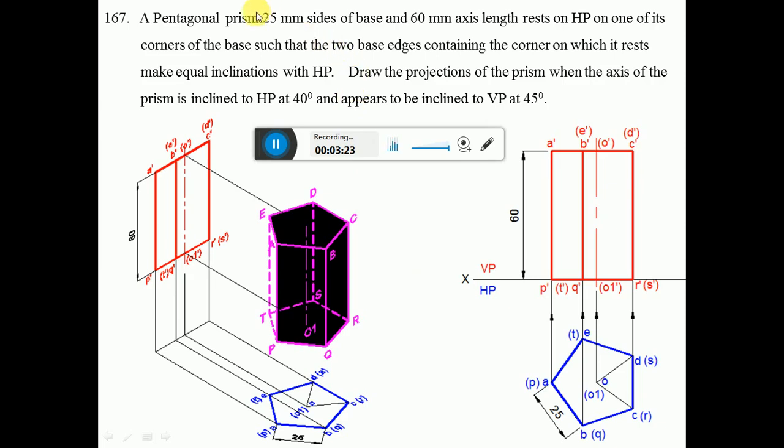Then by taking a radius of 25 mm, with R as center, cut an arc on that inclined line to get the point Q, and similarly with S as center, cut an arc on the other line to get the point T. Again with T as center, draw an arc of radius 25, and with Q as center, cut an arc on that to get the point P. Then complete the pentagon with dark lines, and write A, B, C, D, E also. Now you need to find the center of the axis.